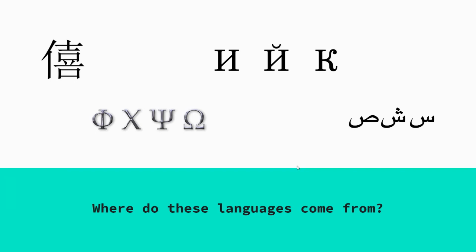Okay, so top left, we've got Chinese symbols. Bottom left, we've got the Greek symbols. Top right, we've got the Russian alphabet. And the bottom right, we have Arabic. And you'll notice that all of these languages use a different alphabet to ourselves in the English language.